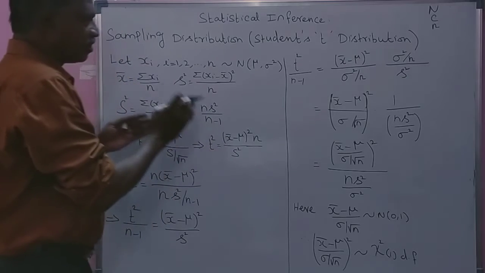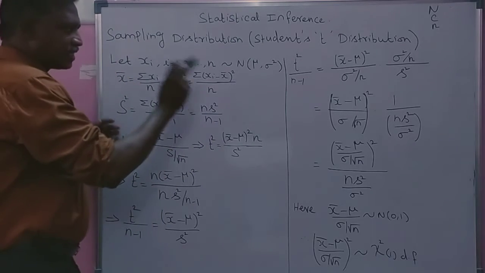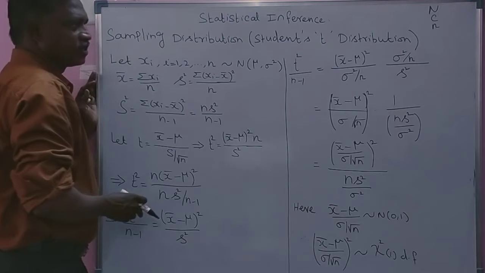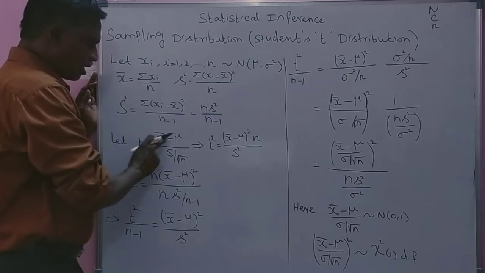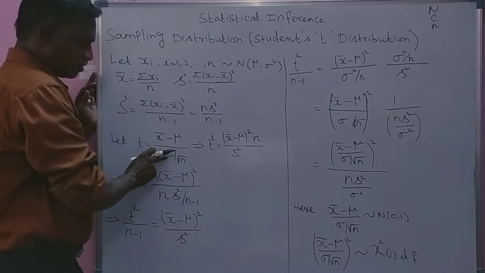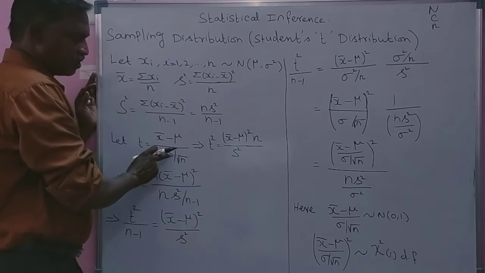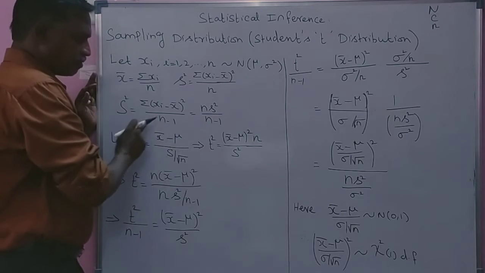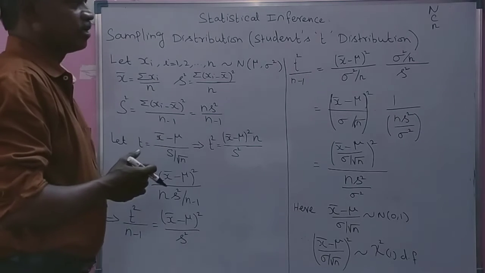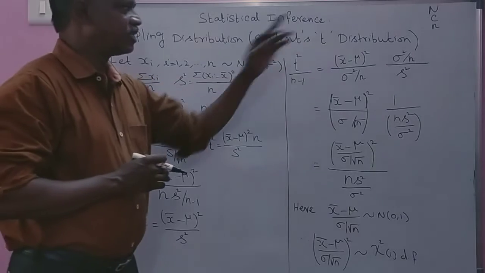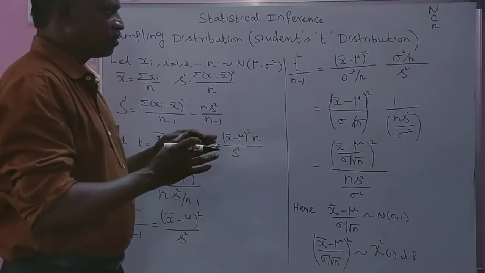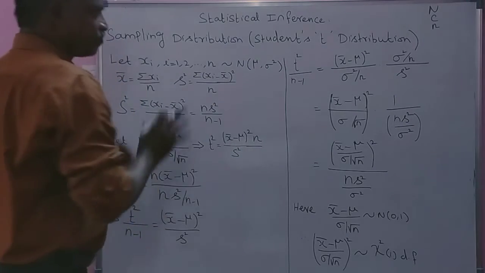So here we are going to see the statistic Student t. This statistic is mainly based on x bar and S, the sample standard deviation. So which distribution does this statistic follow? This statistic follows the Student t distribution. So this is what we are going to derive here.